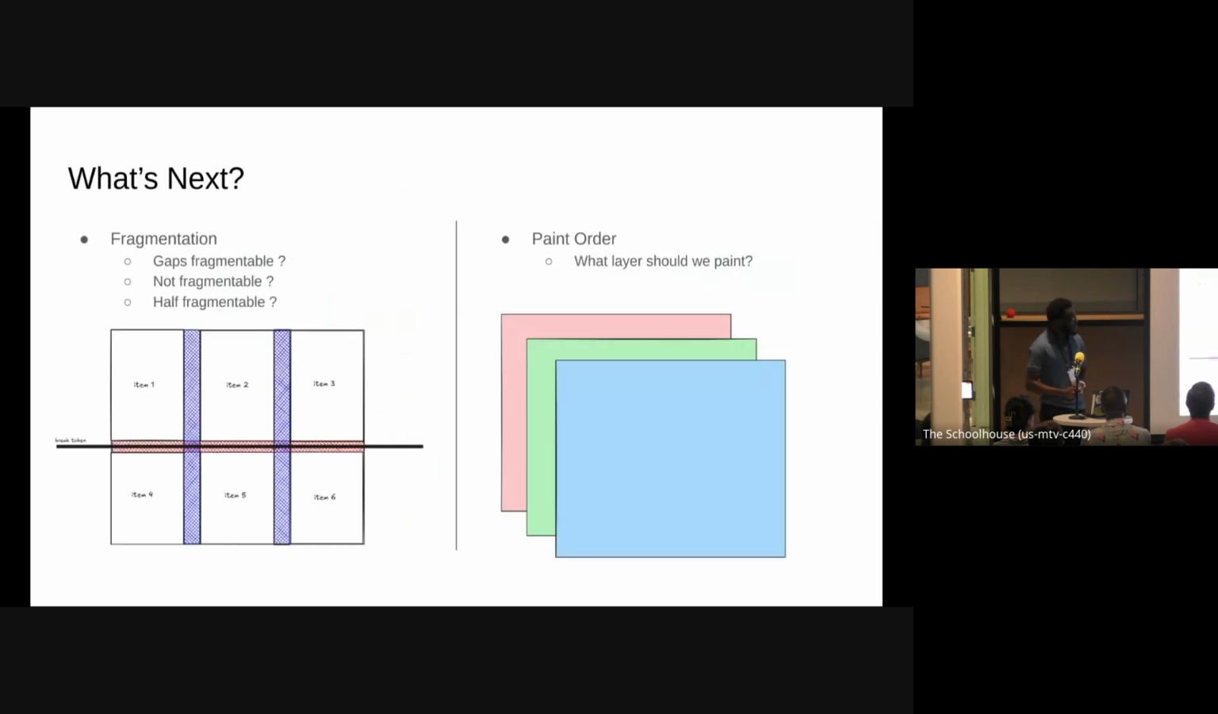So what's next is fragmentation, which is a case where a particular element cannot fit in the particular fragment, so we have to push it to the next fragment. In the case where gaps are fragmented, there's a break token in gaps. We want to ask ourselves the question, should gaps be fragmentable, not fragmentable, or half fragmentable? And also the paint order, which is in what layer should we paint these gaps: the foreground, the background, or the same layer as borders.